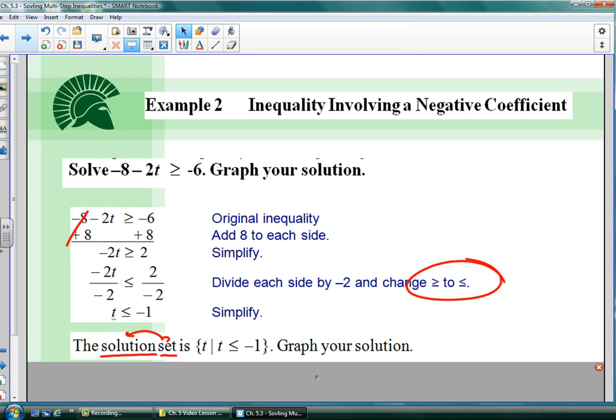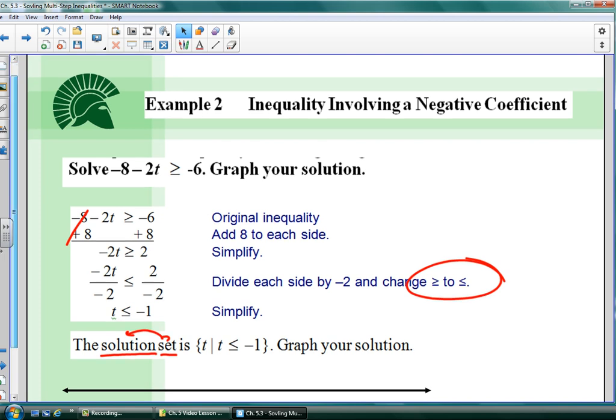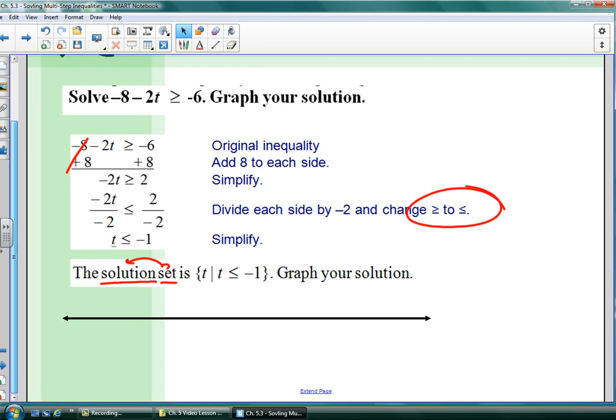Now, in order for us to graph our solution, we want to remember how we graph. We take basically what I call the boundary number, and we want to put that on the graph somewhere in the middle. That would be negative 1 for us. Then we want to read our inequality statement, so it's saying that t is less than or equal to negative 1. So less than or equal to, the or equal to gets the closed circle, because we're talking about t being less than, numbers go to the left, so I draw my arrow to the left. I've completed graphing this problem.